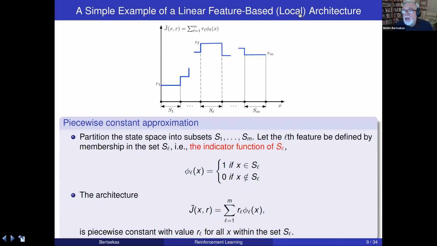Now, this is a local architecture. Why is it local? Remember that the local architecture is one in which if you change a single feature up or down, then this affects the approximation only on a small number of states, okay? Not in the entire state space, but in a relatively small subset of the state space. So if I change one weight here, I affect the function only within this set. That's why it's local. Are there any questions?